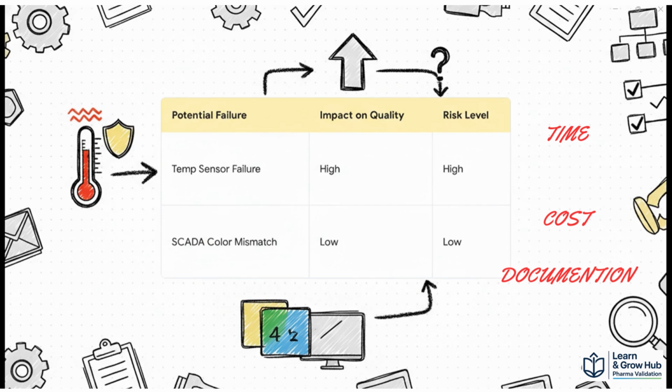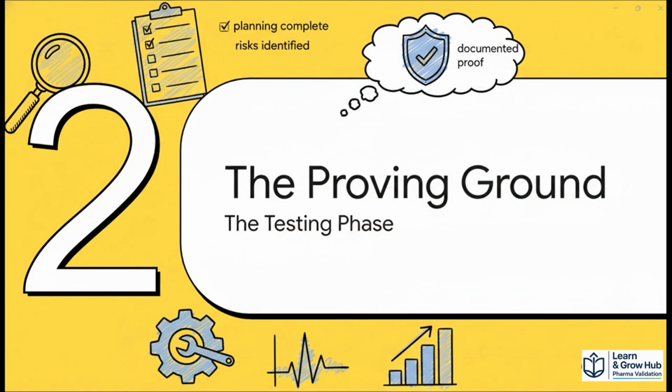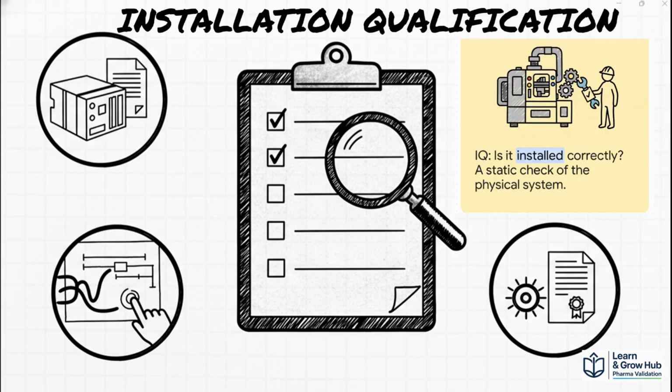Now we move into the qualification phase, starting with installation qualification, IQ. The IQ asks a simple question: is it installed correctly? At this stage, we check if the PLC model matches the approved design. We verify the software version and check if sensors are installed at the correct locations. We also ensure that wiring matches the drawings and that calibration certificates are available.